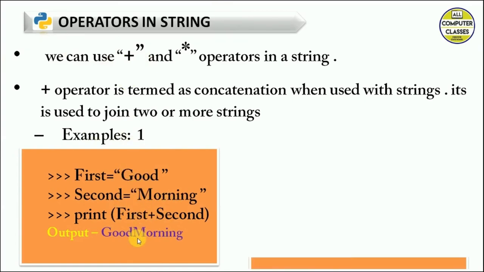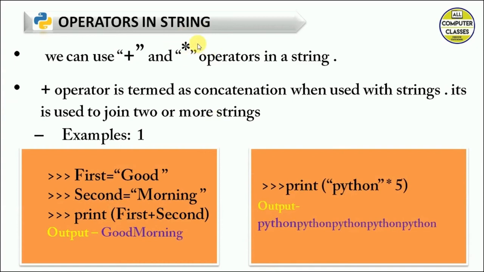Next, we use the multiply operator for multiplication of a string. For example, we want to print Python 5 times. This is a string, so we write it in double quotes: Python string into 5. The output is Python written continuously 5 times. So these are the two arithmetic operators that work with strings also.